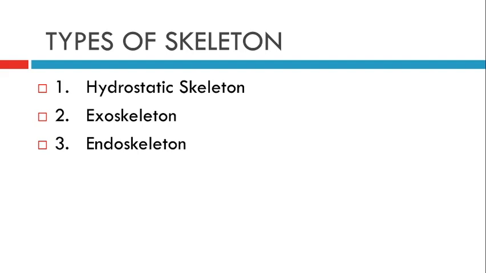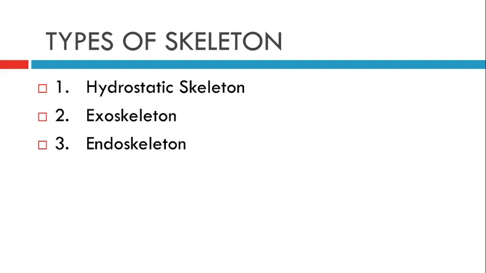Now, we have three types of skeleton. We have hydrostatic skeleton, we have exoskeleton, and we have endoskeleton. Talking about hydrostatic skeleton, hydrostatic skeletons are made up of fluid. These are skeletons found in soft-bodied animals such as earthworm and sea anemones. They are fluid-like skeletal materials.